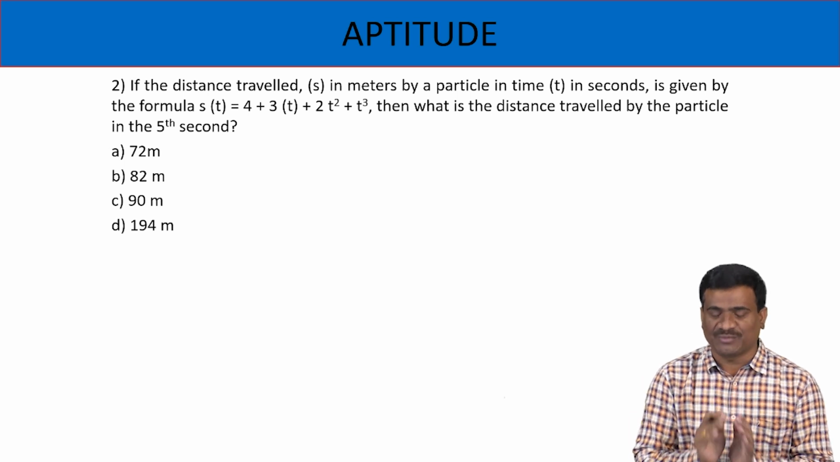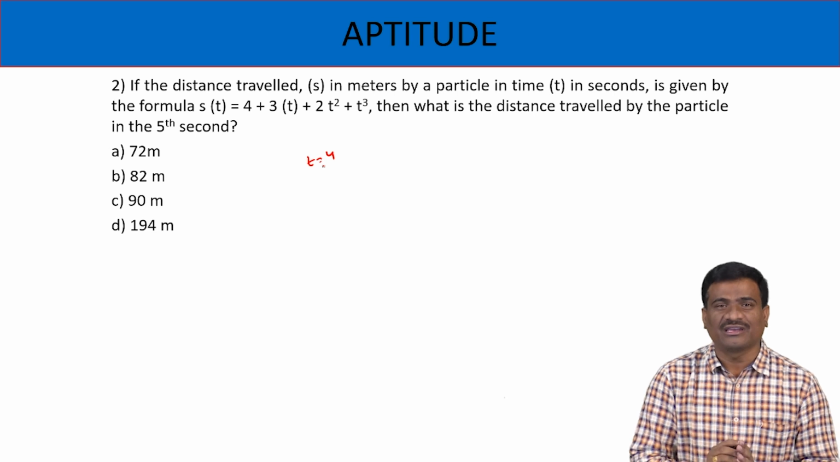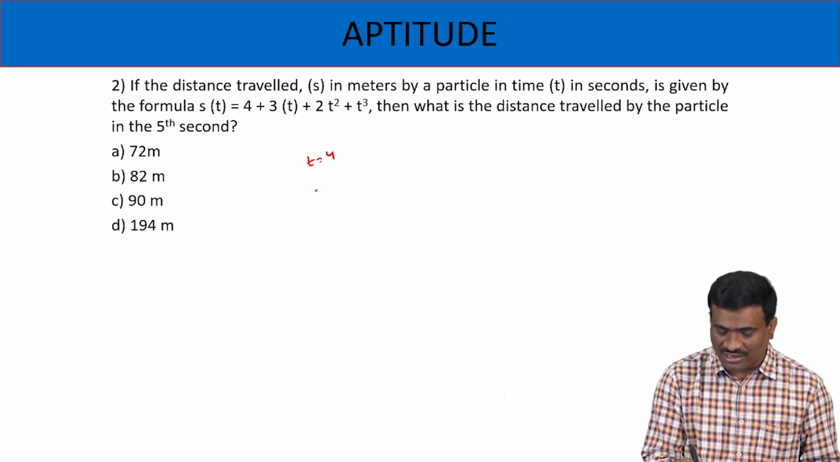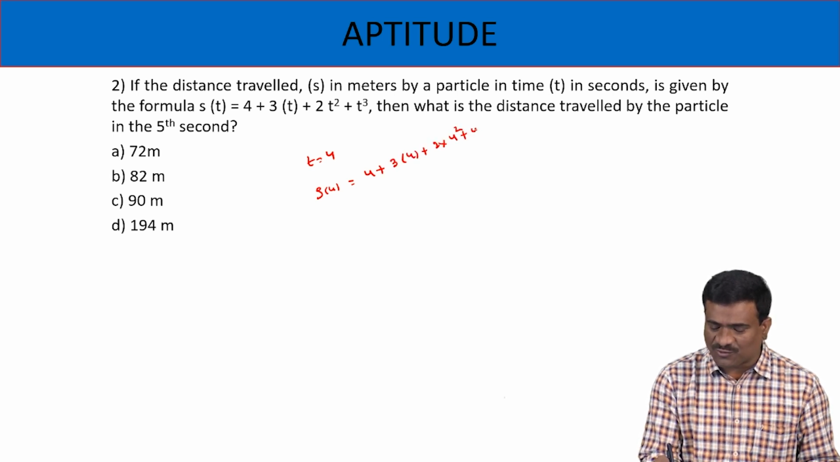In the next substitution method, suppose we put t is equal to 4. First one, t is equal to 4. Then S of 4 is equal to 4 plus 3 into 4 plus 2 into 4 square plus 4 cube.